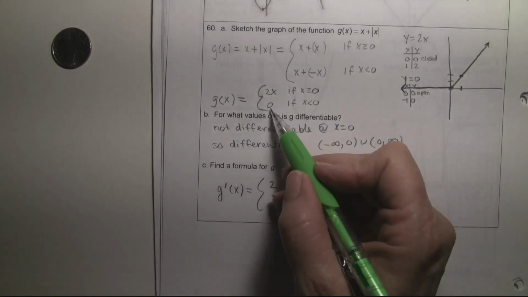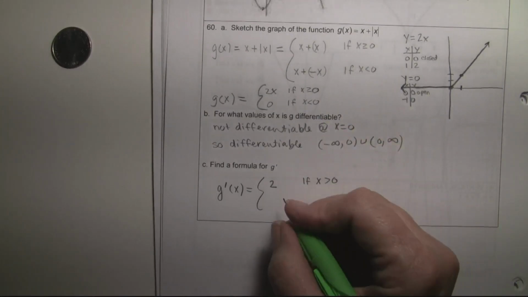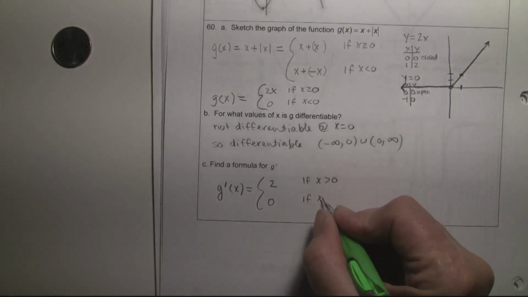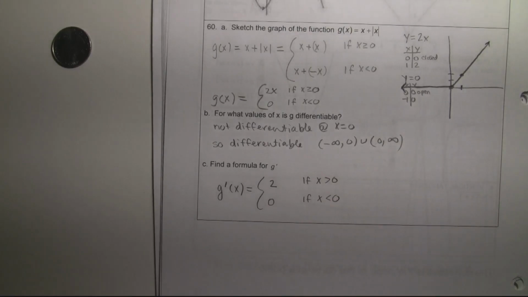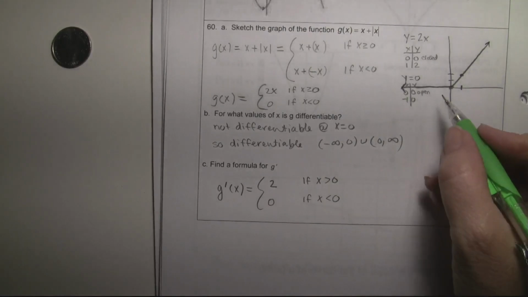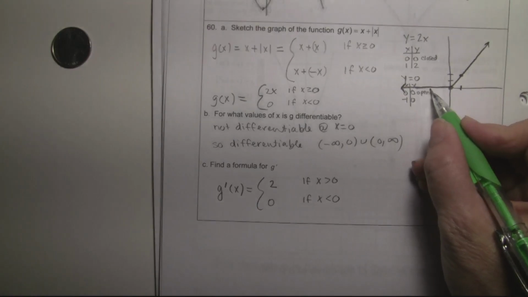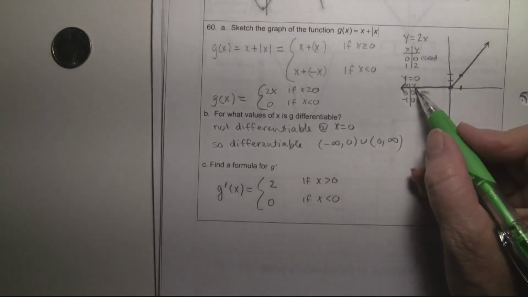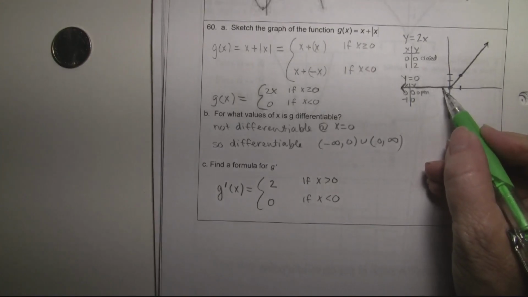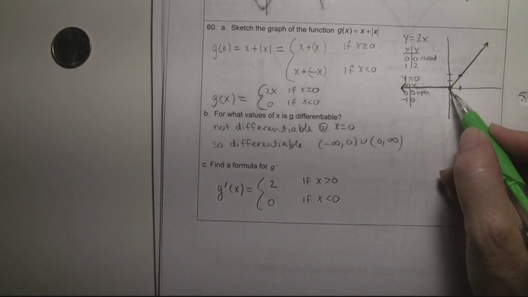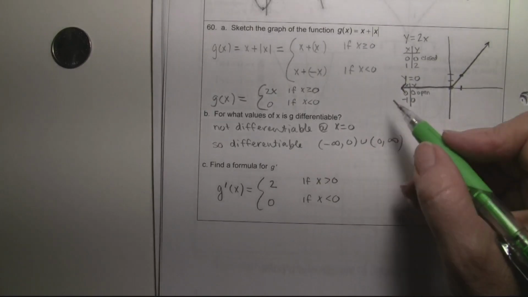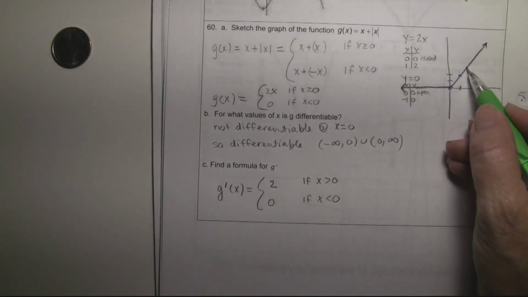And then the derivative of 0 is 0. And this is if x is less than 0. So over here, the slope is constantly 0. And that's what the derivative means, right? So all over here, the slope is constantly 0. At 0 itself, the slope's undefined. So that's why I don't have it defined to be anything here. And then over here, the slope is constantly 2.